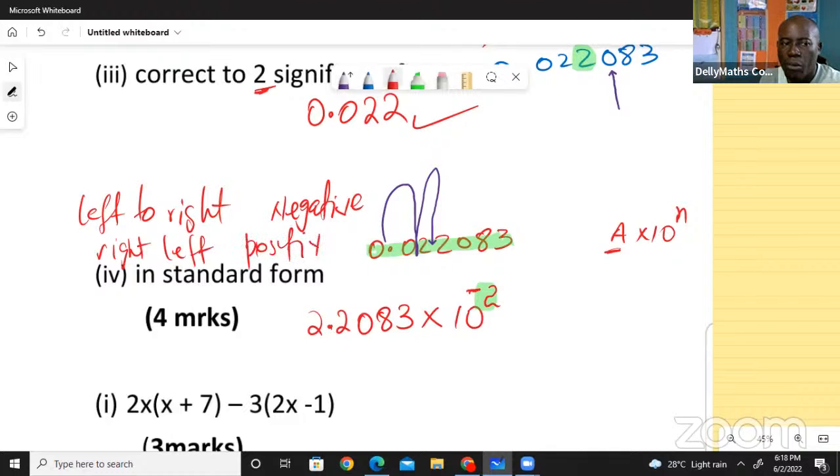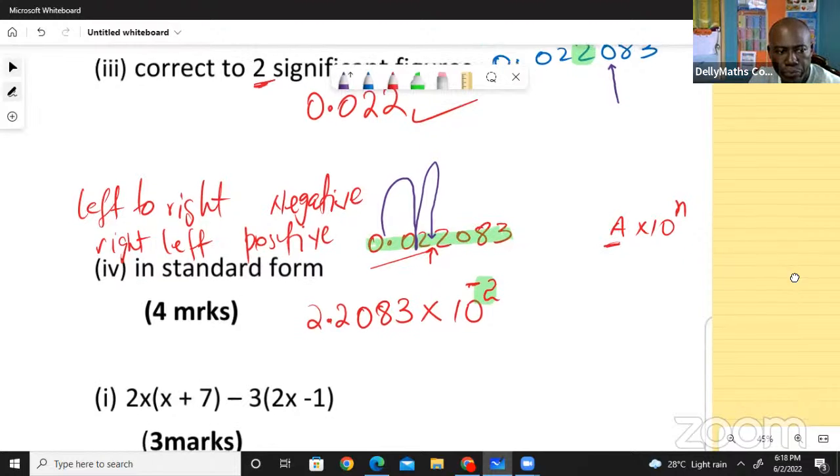And when I say if you move, I'm talking about the decimal point. You'll see that this decimal point was moving from left to right until it reached right there. So it is a negative power. And that's all we're saying about standard form. You always have to work it out like that and move like that.